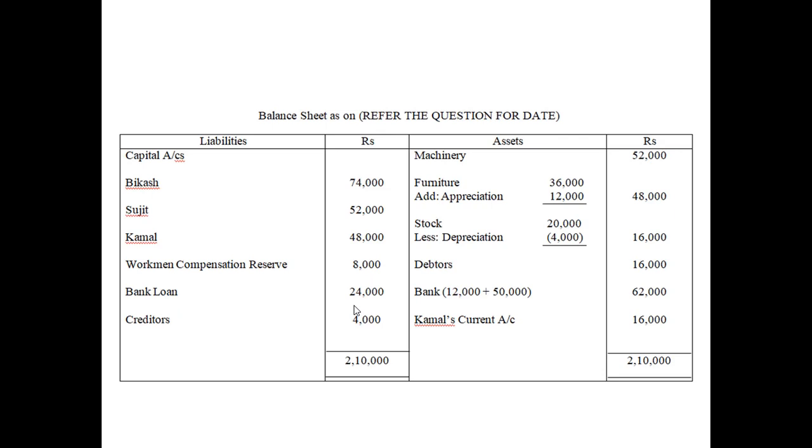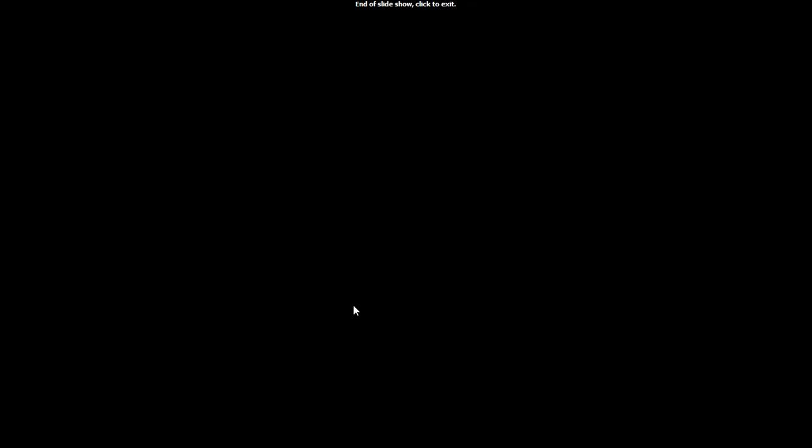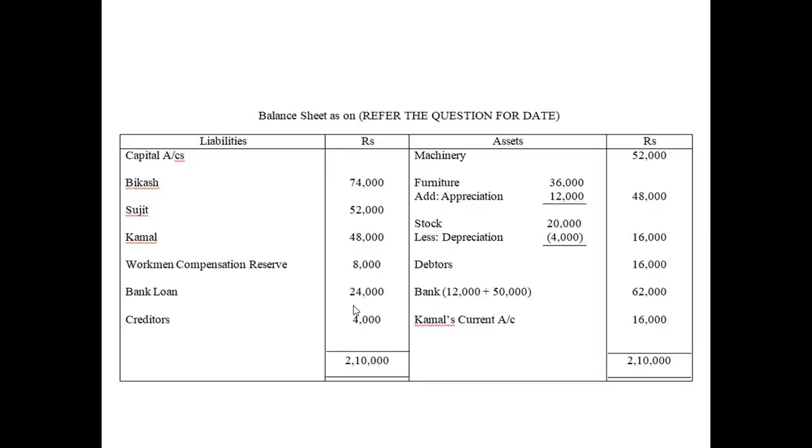So let us see afterwards, but in this question nothing has been mentioned about bank loan, so just keep it that way. Okay, and the creditors will appear as it is, that is 4,000, and the total of balance sheet will be 2,10,000. Don't think you have to prepare a journal here. You don't have to prepare a journal. So this is the end of it.